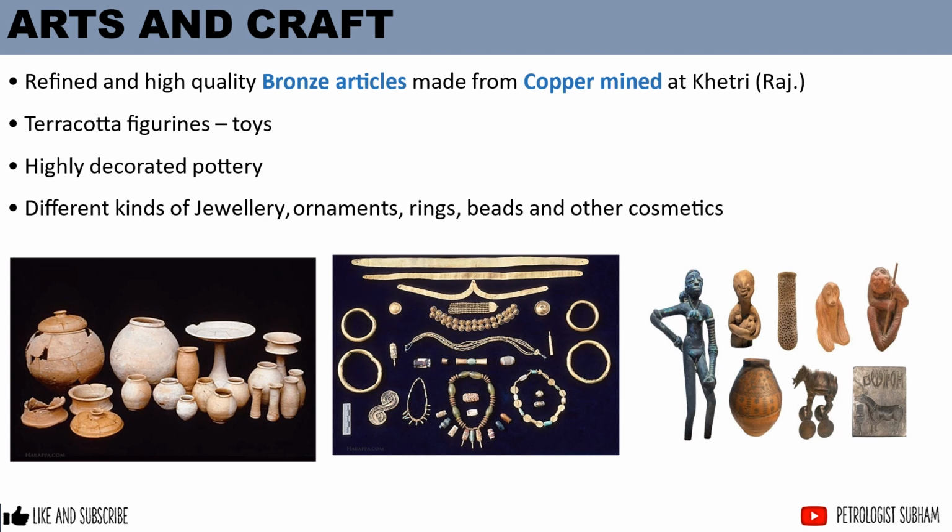Arts and crafts. When you talk about arts and crafts, there were refined high quality bronze articles made from copper mined at Khetri, Rajasthan. Now for people of geology and also geography, this particular thing is very important. Khetri mines in Rajasthan are famous for what? Copper mines. Terracotta figurines like toys. Okay, terracotta is like a very hard clay. Terracotta figurines were made like toys.